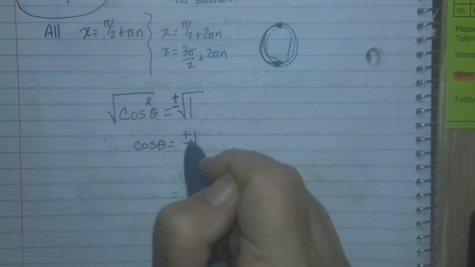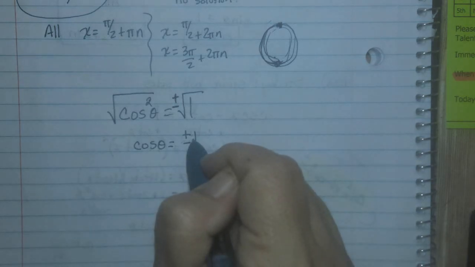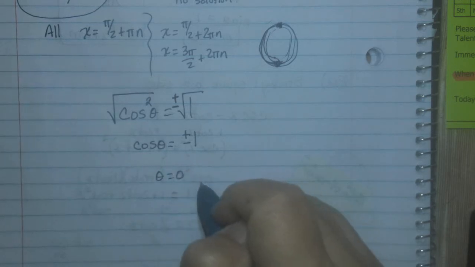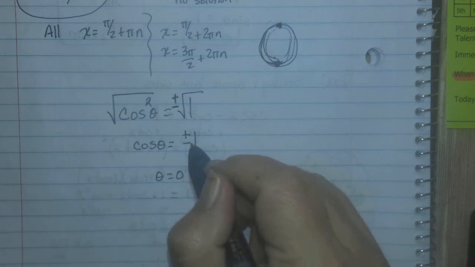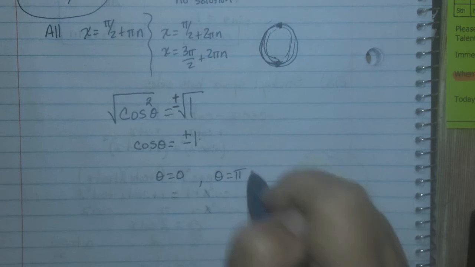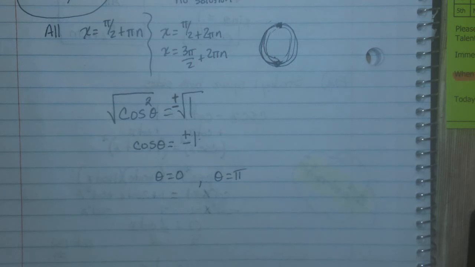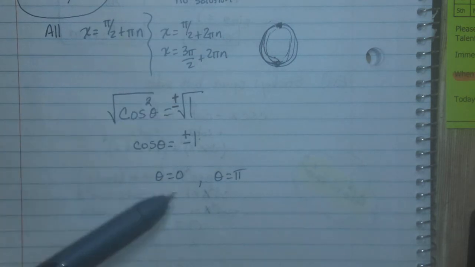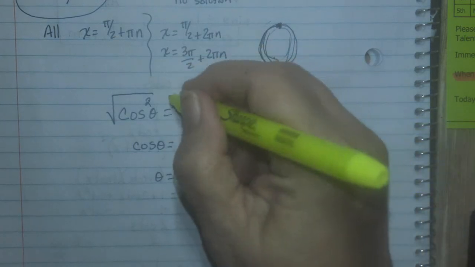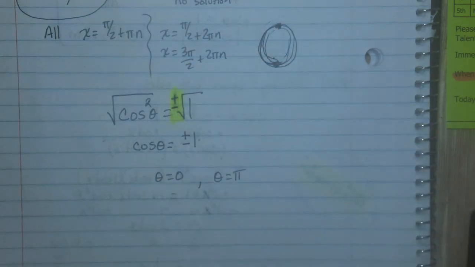So when is the cosine of theta 1? At 0. And when is the cosine of theta negative 1? At pi. So if you forget to put the plus or minus, you might only get half the right answer. So that's kind of like a big reminder. When you do that square root, remember that plus or minus.